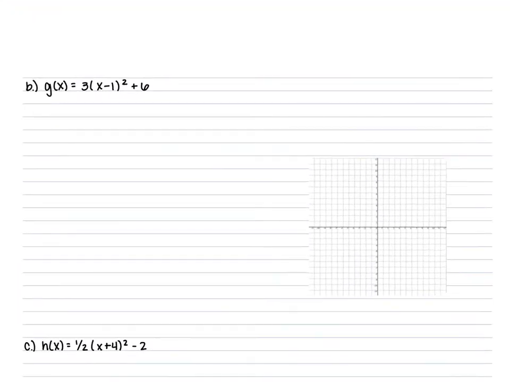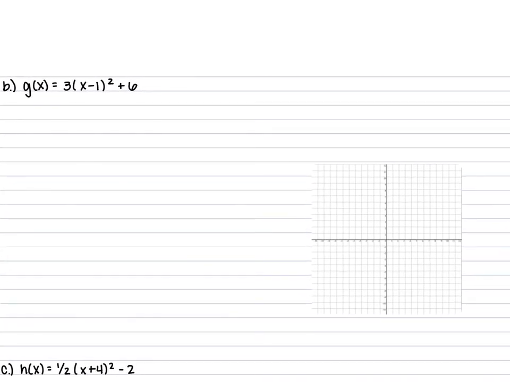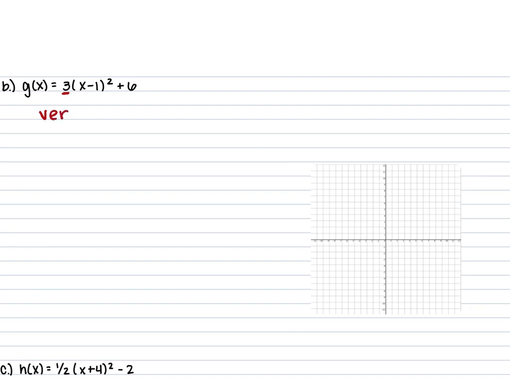For example B, we're given g of x is equal to 3 times x minus 1 squared plus 6. So for this one, we're going to start with the 3. The 3 on the outside in front of the parentheses means that we have a vertical stretch because it's greater than 1, by a factor of 3.